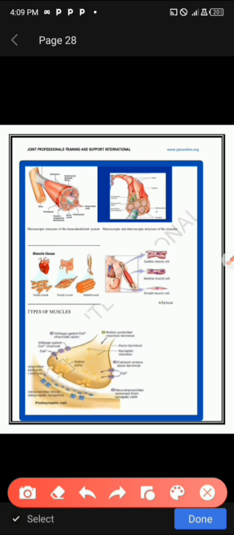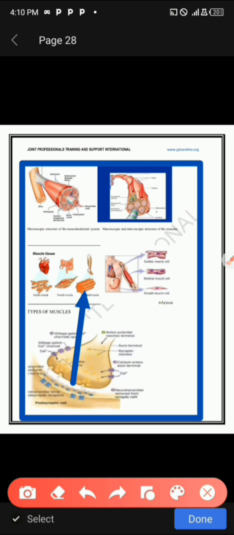Muscle tissues. Examples of the muscle tissue. See cardiac muscle. Look at the cardiac muscle. Smooth muscle. Look at the smooth muscle. Skeletal muscle. Look at the skeletal muscle.